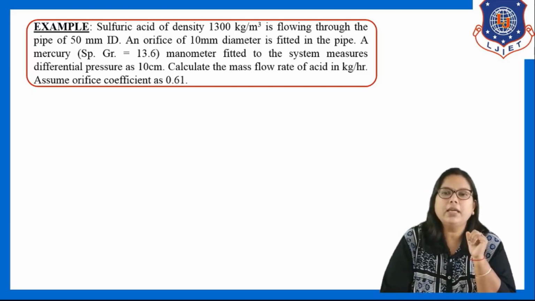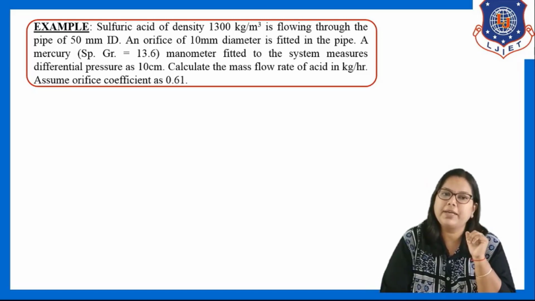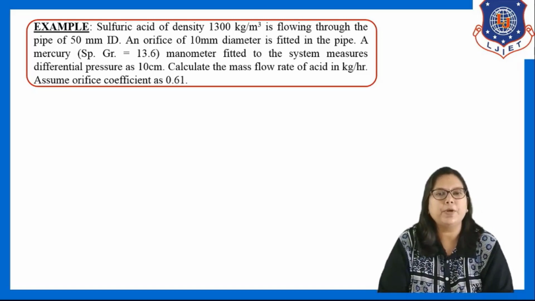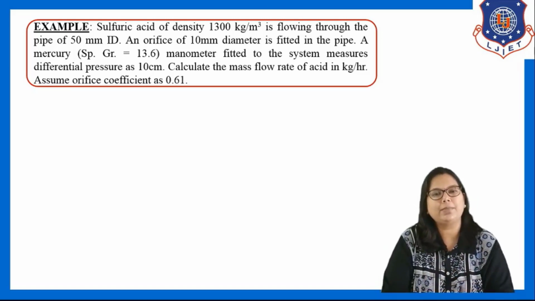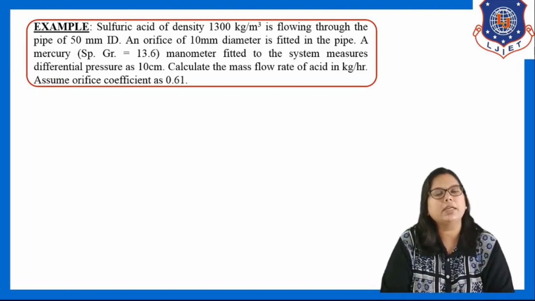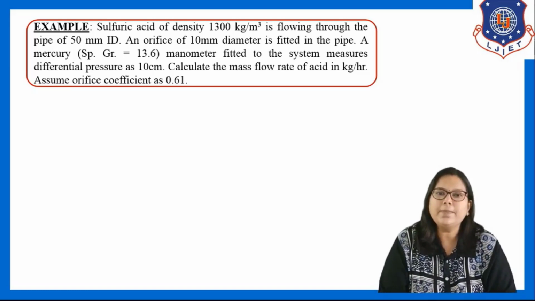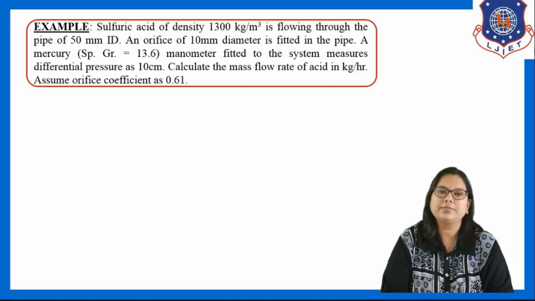A mercury manometer having specific gravity 13.6 is fitted to the system. That means mercury is used as manometric fluid having specific gravity 13.6. It measures differential pressure as 10 centimeter. So differential pressure is given as 10 centimeter of mercury, which is used as manometric fluid, specific gravity 13.6. Calculate the mass flow rate of acid in kg per hour. Assume orifice coefficient is 0.61.